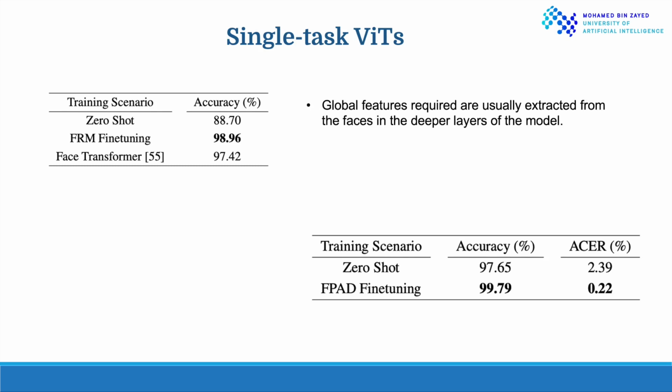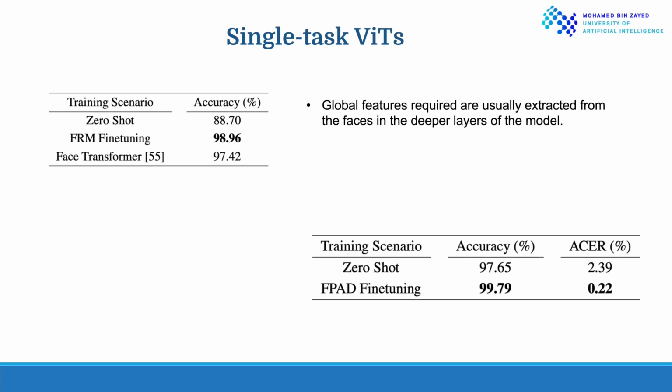This table, the first one, shows a comparison of the face matching accuracy of the ViT model for the zero-shot face representation and matching scenario with ImageNet pre-trained ViT as feature extractor. So zero-shot means the backbone is treated as a feature extractor, and for the case when the whole model is fine-tuned using the large-scale CASIA dataset.